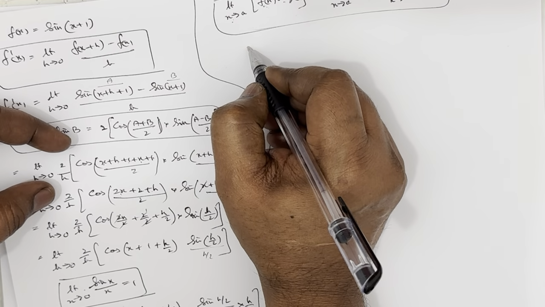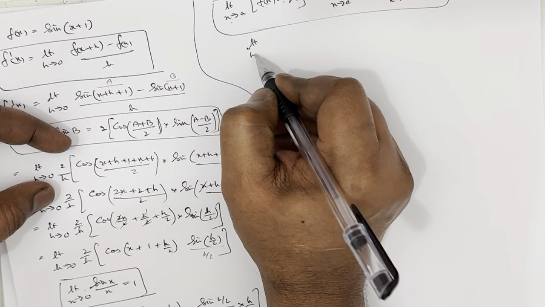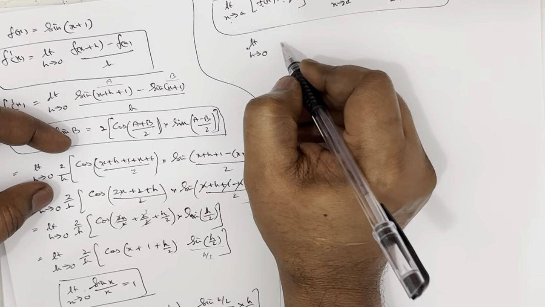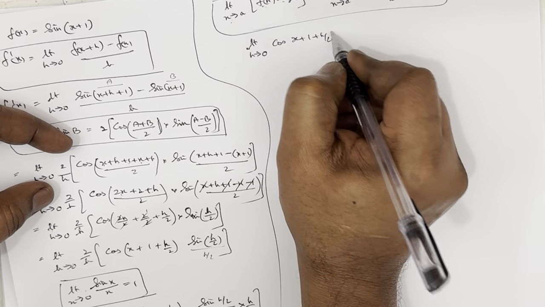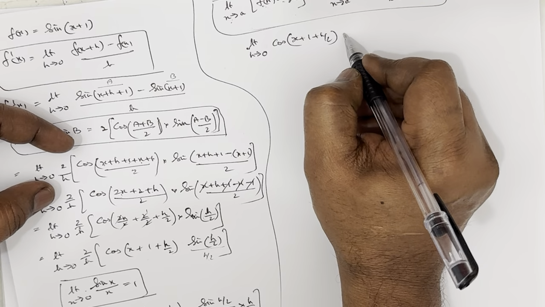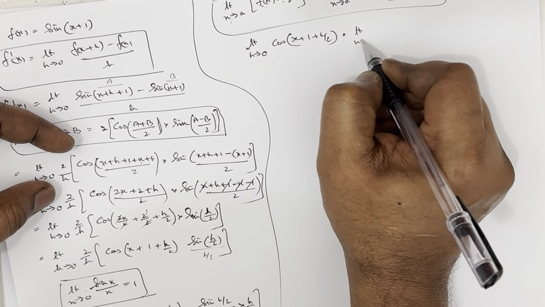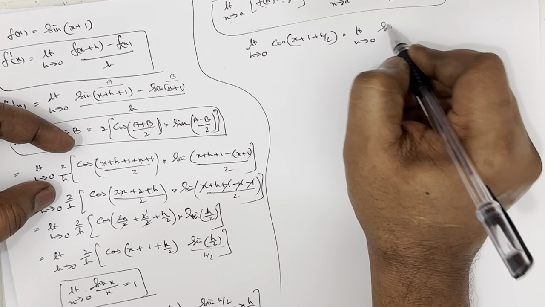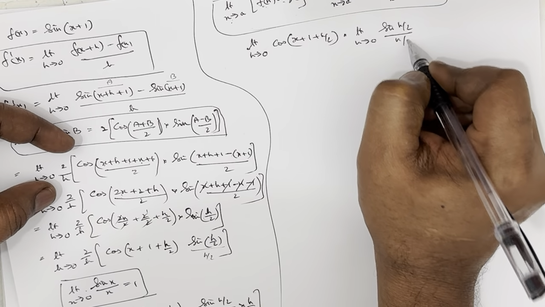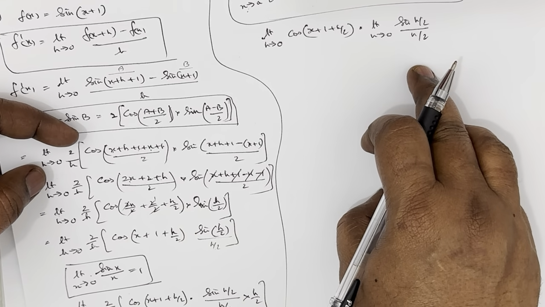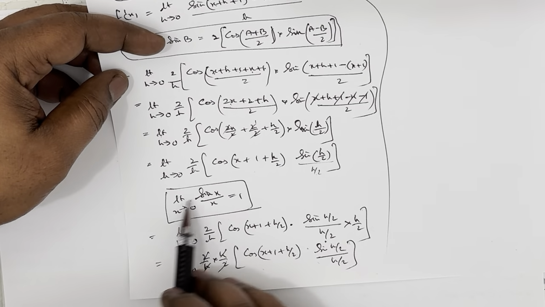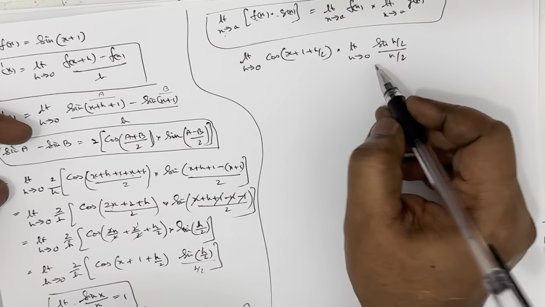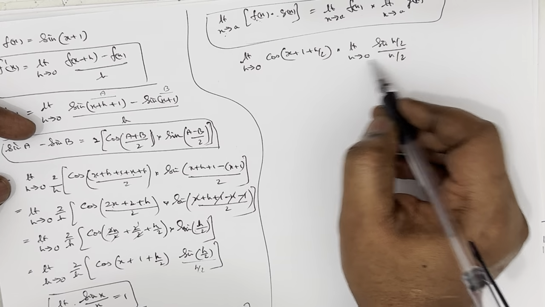So it will be limit h tends to 0 of cos(x + 1 + h/2), multiplied by limit h tends to 0 of sin(h/2) upon h/2. Now this is exactly in the form of the theorem, so we can write this as 1.